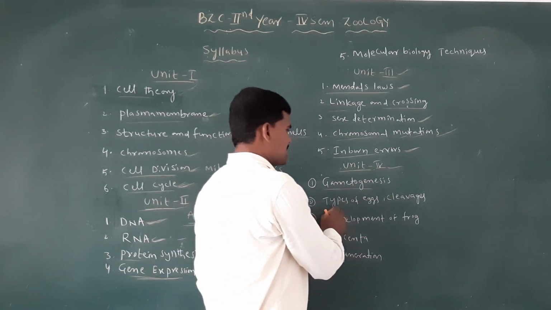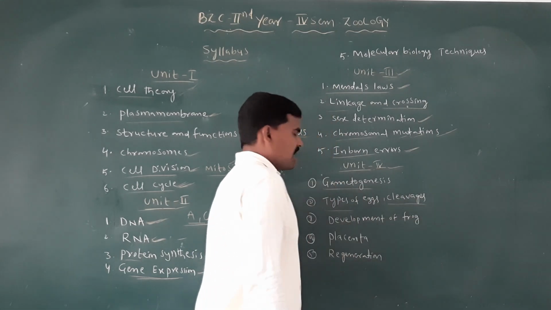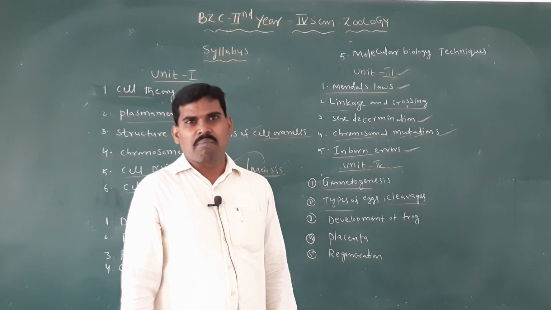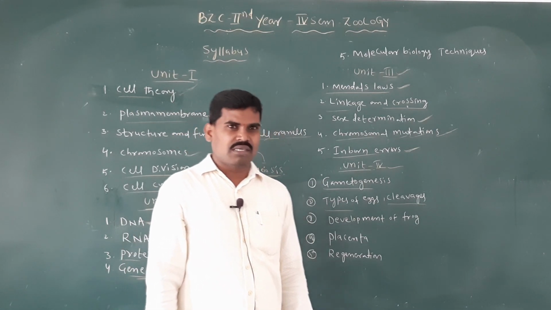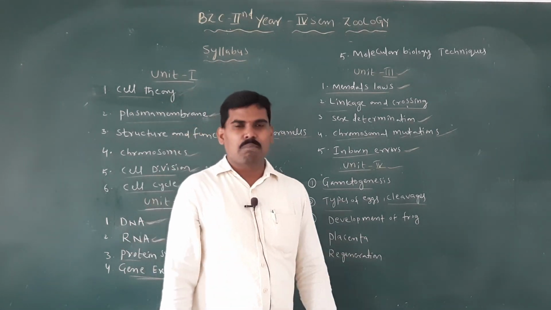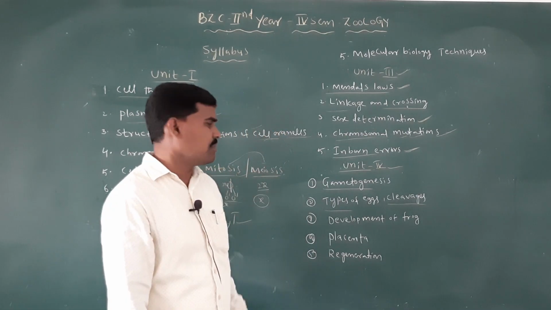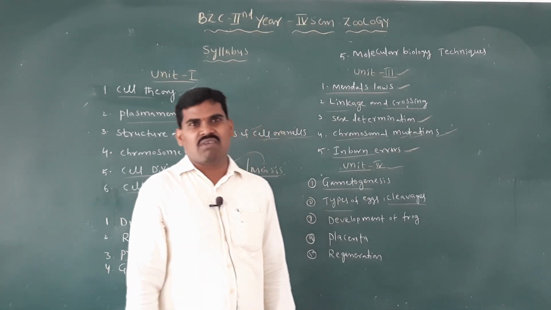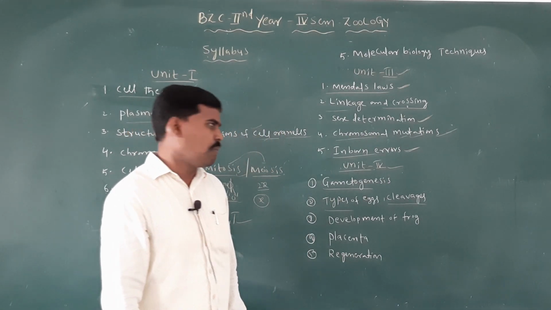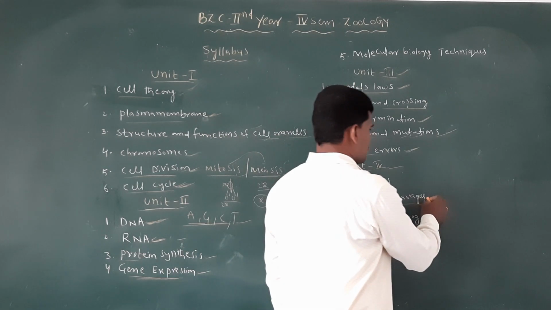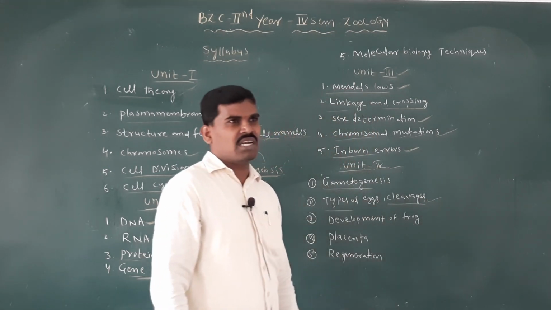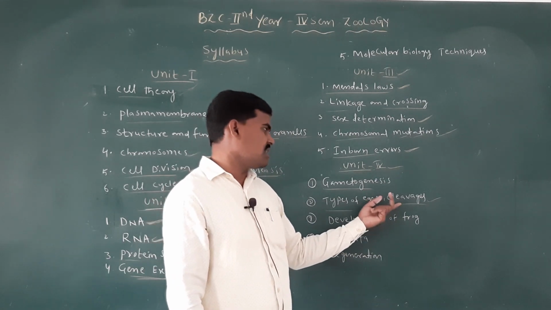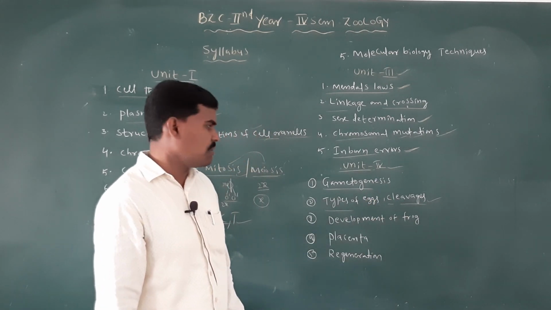Next, types of eggs and types of cleavages. The different types of eggs: alecithal, microlecithal, mesolecithal, macrolecithal, based on the yolk. Next, cleavages: holoblastic cleavage, meroblastic or incomplete cleavage, determinate cleavages, indeterminate cleavages, rotational cleavages. The different types of cleavages are discussed completely.